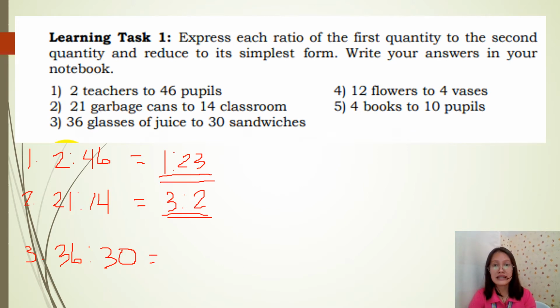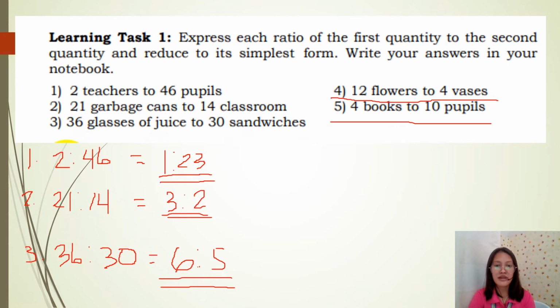So we have 6. 36 divided by 6, that is 6. And then 30 divided by 6, that is 5. Therefore, our simplified form or simplest form is 6 is to 5. Then, your turn. Answer number 4 and number 5. So, pwede nyo pong i-pause yung video para sagutan ang number 4 and number 5 sa inyong notebook.